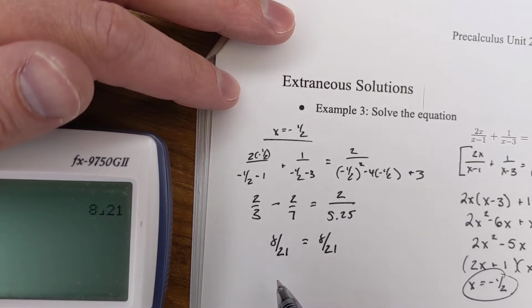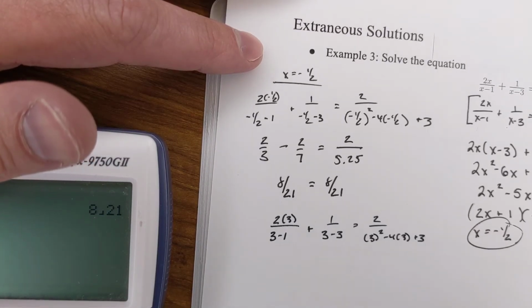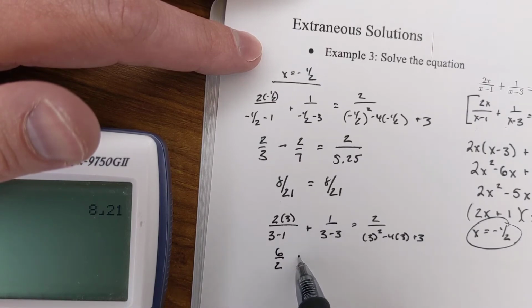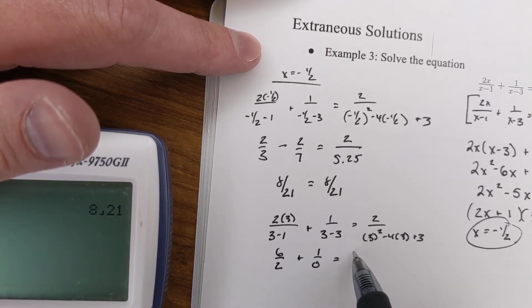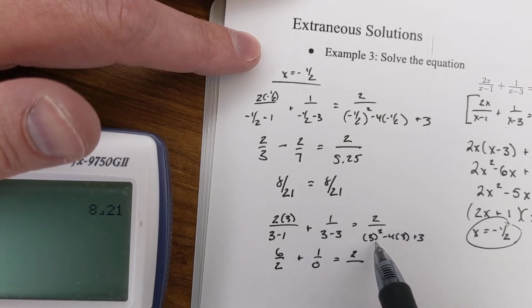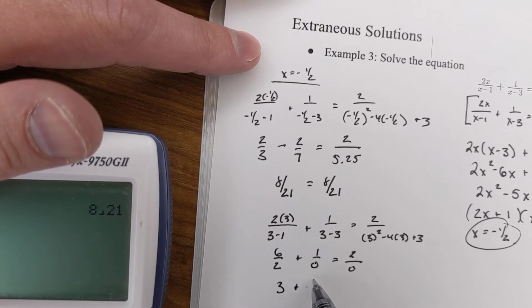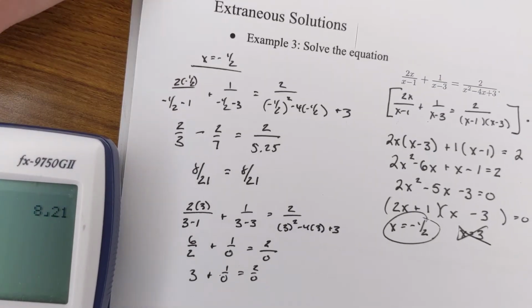So let's try the 3. So 2 times 3 over 3 minus 1 plus 1 over 3 minus 3 equals 2 over 3 squared minus 4 times 3 plus 3. Now right away, we should hopefully see a problem. So that's 6/2 plus 1 over 0 equals 2 over 9 minus 12 plus 3, which is also 0. I cannot divide by 0. So this is 3 plus 1 over 0 equals 2 over 0. This doesn't make sense mathematically. X equals 3 cannot be a solution.